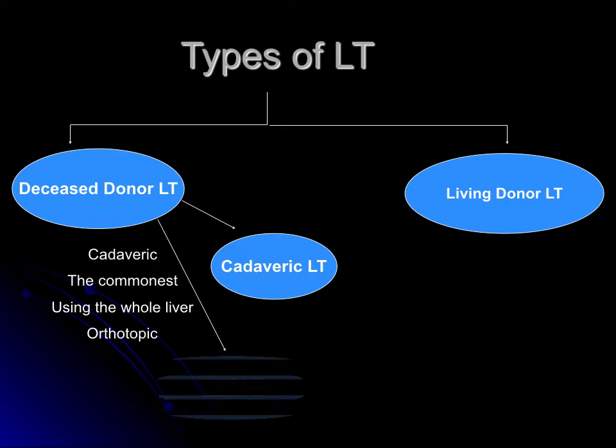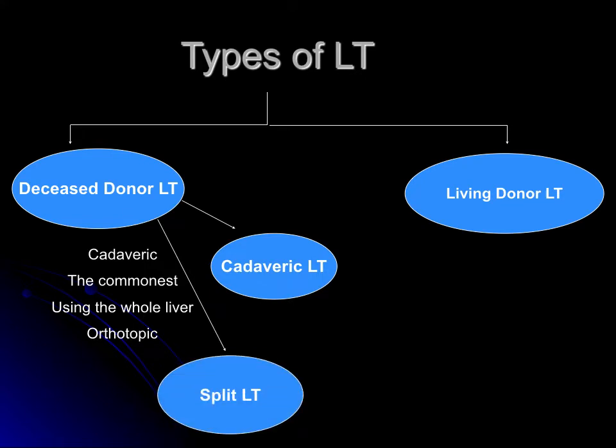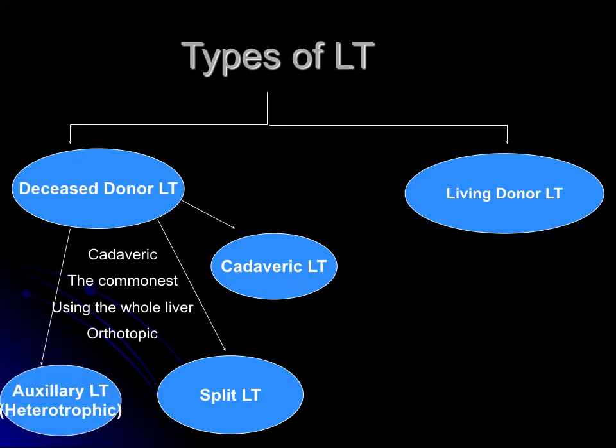This deceased donor liver transplantation is divided into cadaveric liver transplant, split liver transplant, or auxiliary liver transplant. In cadaveric liver transplant, we take the whole liver from a donor and implant it in the recipient. In split liver transplant, we take the whole liver and split it into two halves, one left lobe and one right lobe, and these two lobes are implanted in two recipients. While auxiliary liver transplant, which is not done nowadays, means that we take the whole liver and implant it added to the recipient's liver, which was not removed.